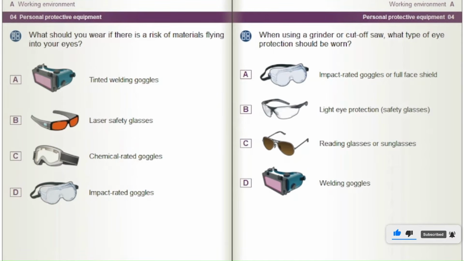When using a grinder or cut-off saw, what type of eye protection should be worn? Impact-rated goggles or full face shield? Light eye protection, safety glasses. Reading glasses or sunglasses? Welding goggles.